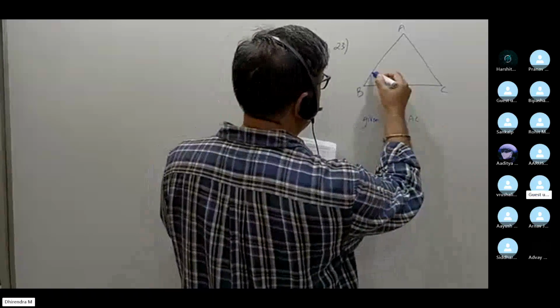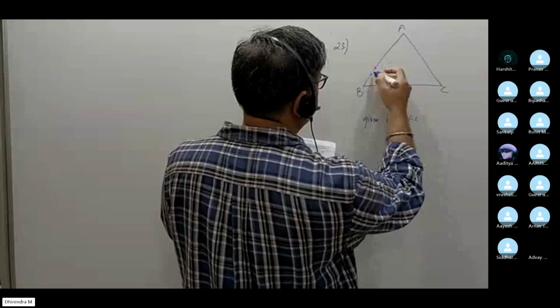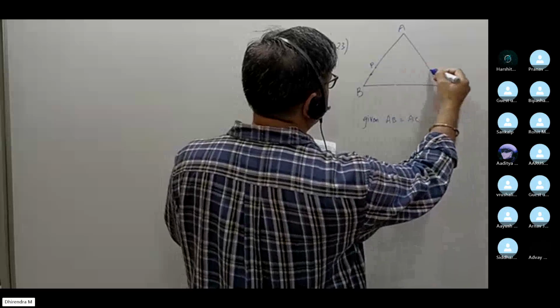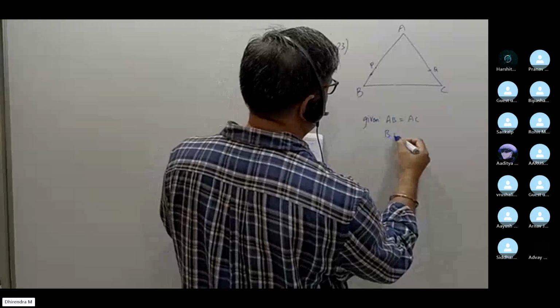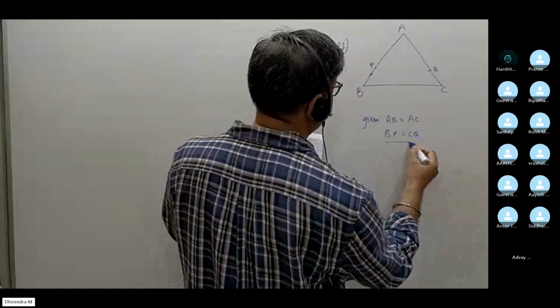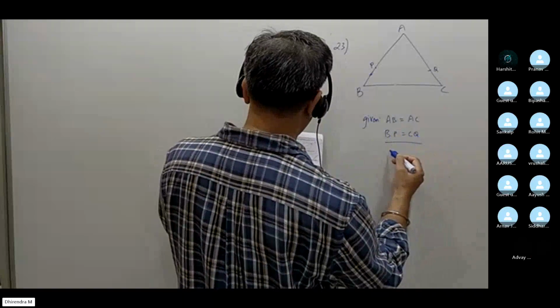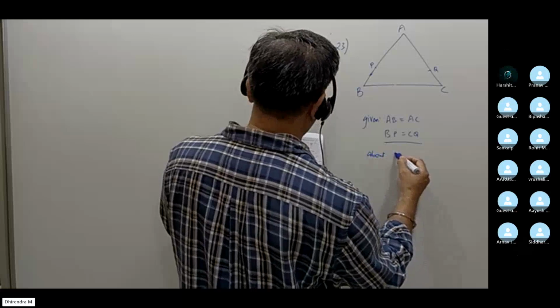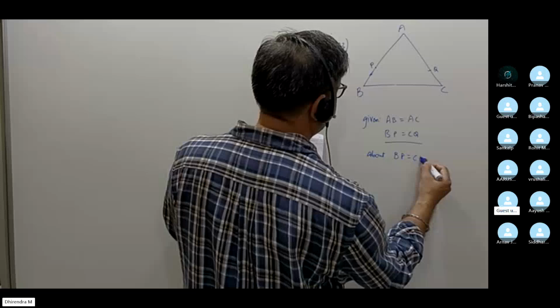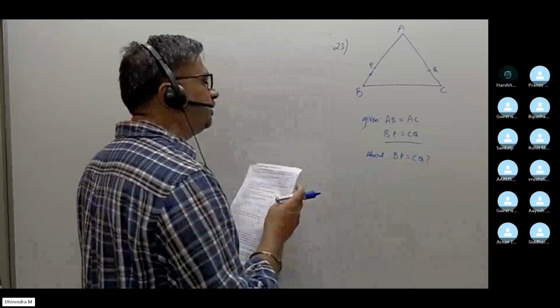So AB is equal to AC. And what else do we have? We have a point P here. Sorry, let me put it here. This is P and this is Q. What else do they say? BP is equal to CQ. BP is equal to CQ. Then what can we say about BP is equal to CQ? What can you say about this?